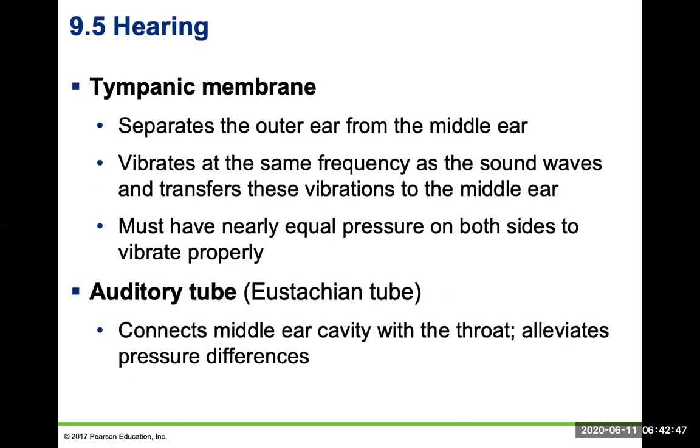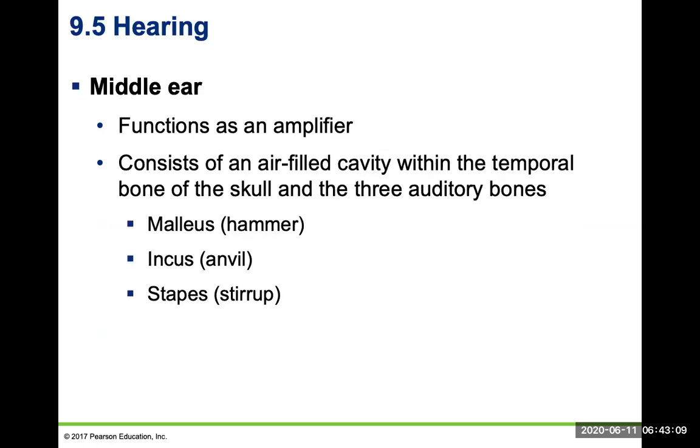The tympanic membrane then separates the outer ear from the middle ear. It vibrates at the same frequency as the sound waves and transfers these vibrations to the middle ear. You must have nearly equal pressure on both sides to vibrate properly. And the auditory or eustachian tube connects the middle ear cavity with the throat to help alleviate pressure differences at high altitudes or when you're in airplanes.